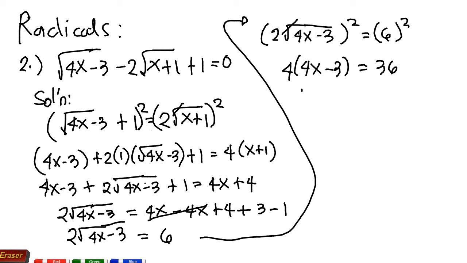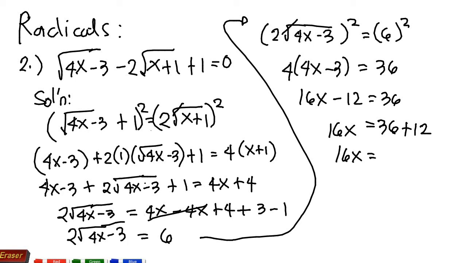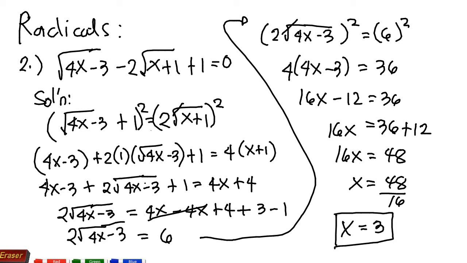And then we can distribute, that will give us 16x, then you have minus 12 is equal to 36. Transpose your constant to the other side, that will give us 16x equals 36 plus 12. So therefore 16x equals 48, and then x therefore is equal to 48 over 16, and 48 is divisible by 16, so therefore we can get x is equal to positive 3. Okay, so that is now your final answer.